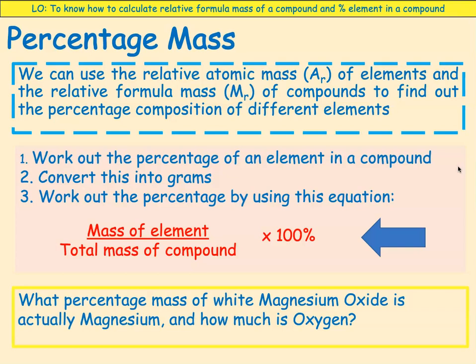Oxygen has a mass of 16. So we're going to put 16 over 40 times 100, and that comes out as 40%. And luckily, 60 plus 40 equals 100%.